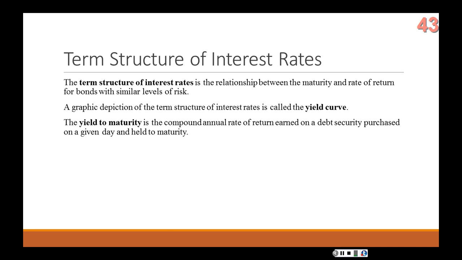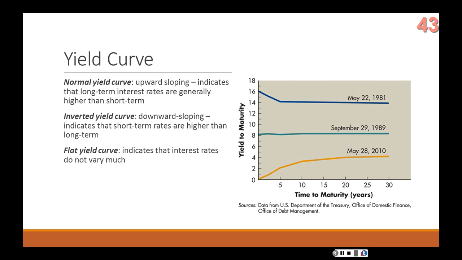The term structure of interest rates is the relationship between the maturity and the rate of return for bonds of similar risk levels. We can depict this with a graphical representation called the yield curve. And this is what the yield curve looks like. So yield to maturity is plotted on the vertical axis and time to maturity on the horizontal. The position and the shape of the curve generally changes over time. A downward sloping yield curve occurs infrequently and is often a sign that the economy is weakening.